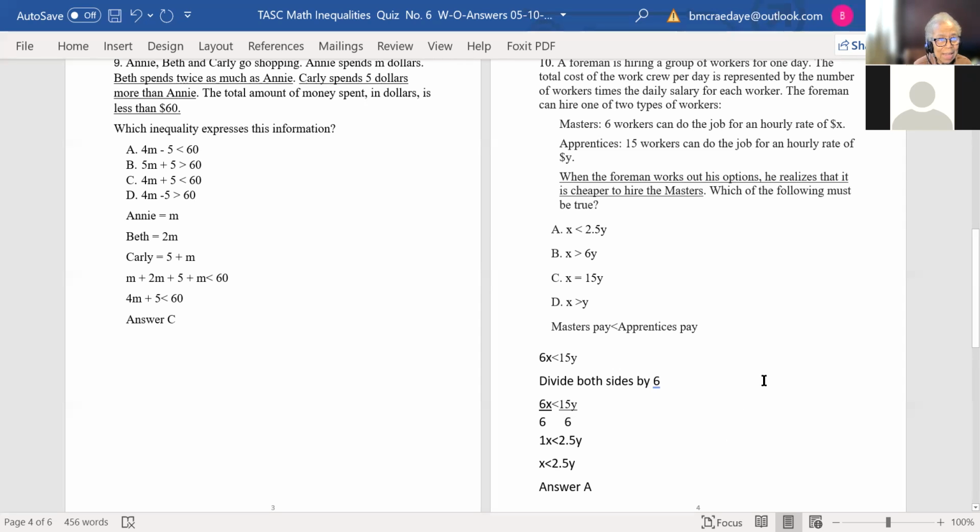So you said there was a lot of words there, right? But when you look at all these words, you can just look right here. It's cheaper to hire the masters. Masters pay less than apprentices. Now you can take that 6 workers for masters, x hourly rate, 15 for the apprentices, y hourly rate, and then just simplify it. Is it clear to you now, Maureen? Okay. So if you had another one like this, you could probably solve it.